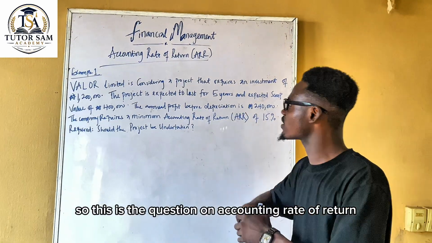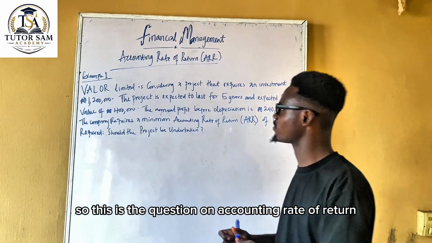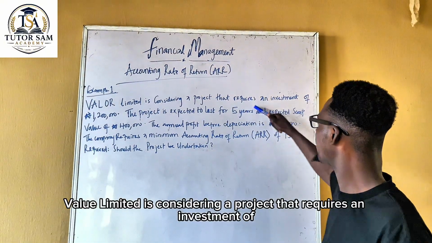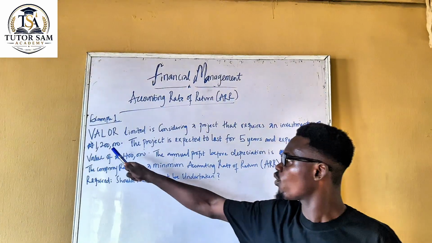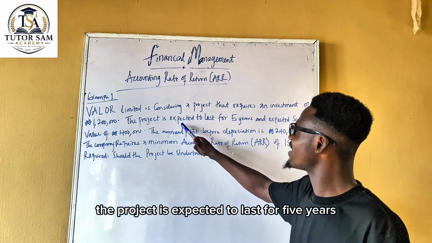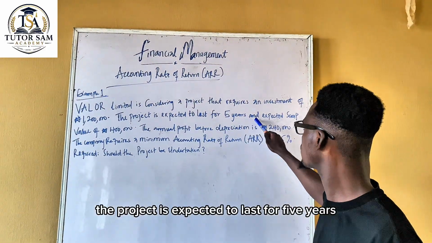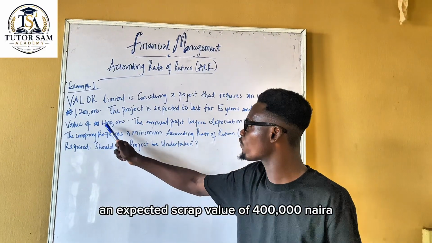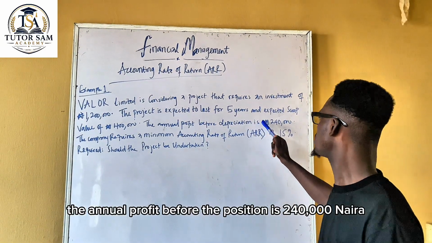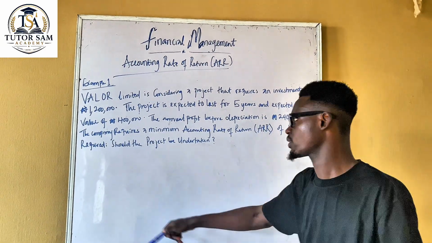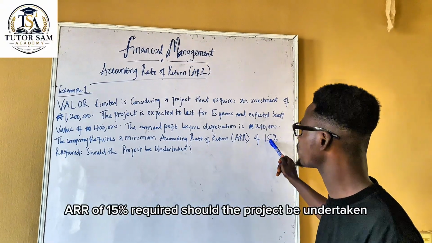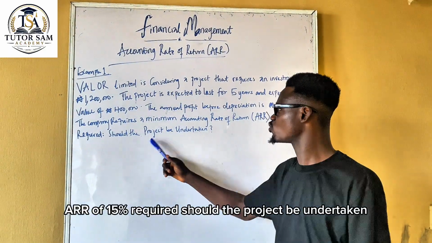So this is the question on accounting rate of return. Value Limited is considering a project that requires an investment of 1,200,000 naira. The project is expected to last for 5 years, with an expected scrap value of 400,000 naira. The annual profits before depreciation is 240,000 naira. The company requires a minimum accounting rate of return, ARR, of 15%. Should the project be undertaken?